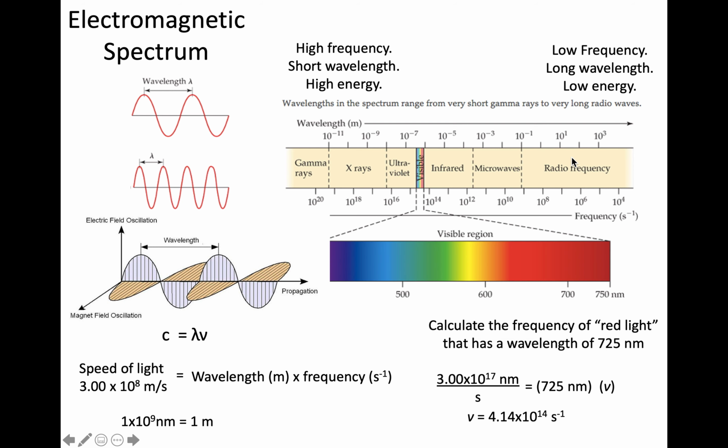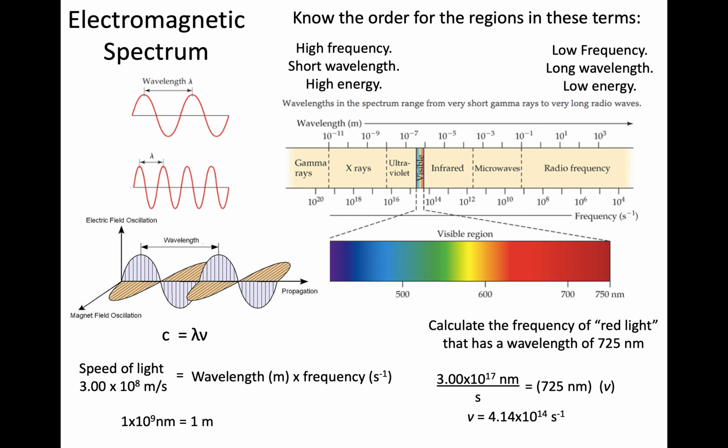If I look at the ones on the left-hand side, those would be ones with a very high frequency, which means a very short wavelength. And we're going to see that corresponds to a higher energy. Gamma rays, X-rays: very high frequency, very short wavelength. Way over on the other hand, on the right-hand side, something like a radio frequency has a really long wavelength. Notice 10 to the third meters. And therefore it has a very small, low frequency. And we'll see that also corresponds to a very low energy.